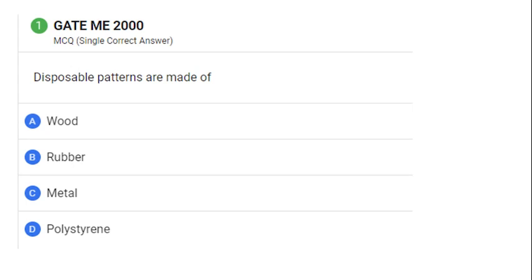Solve this question. A. Polystyrene. Yeah, polystyrene is correct. Just now we saw it was disposable. It can get evaporated. Wood sometimes we can use again. Rubber also, and wax kind of pattern we can use again. Metal is permanent only. So polystyrene is the correct answer.